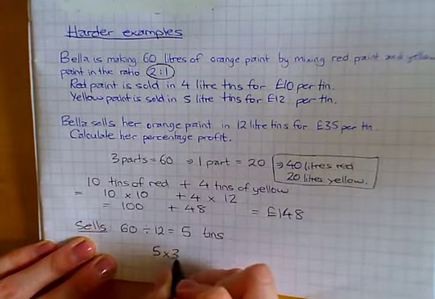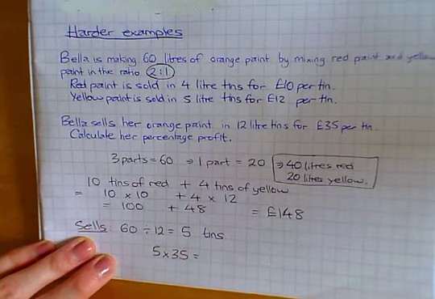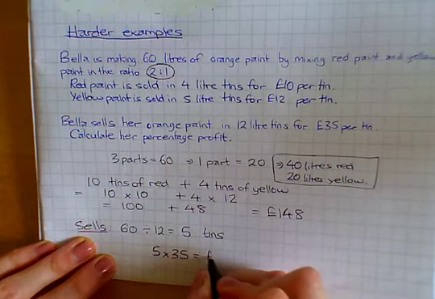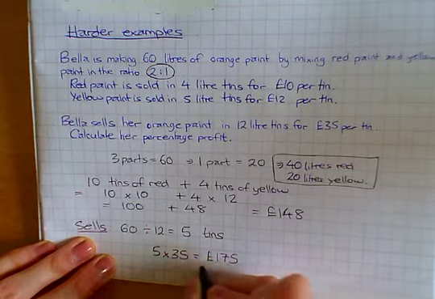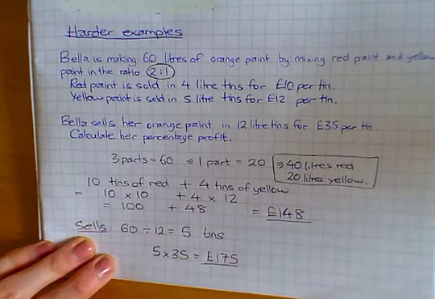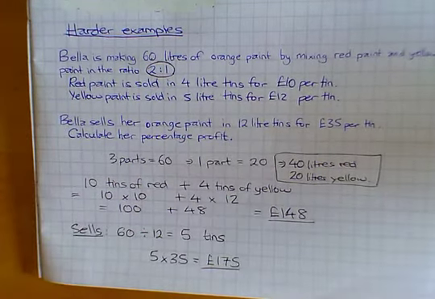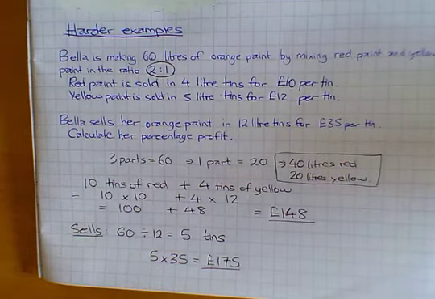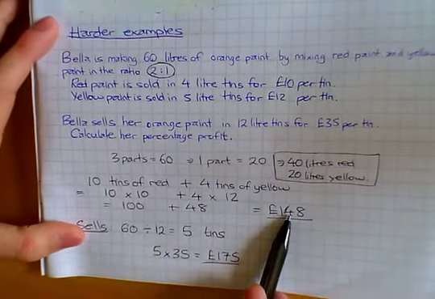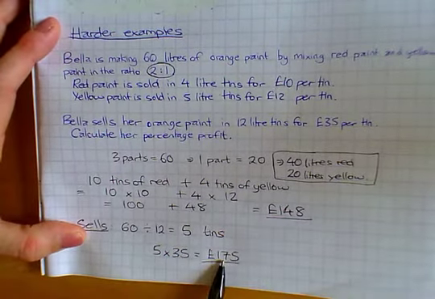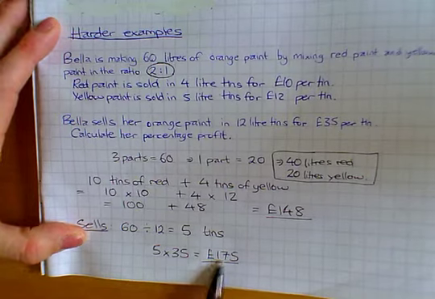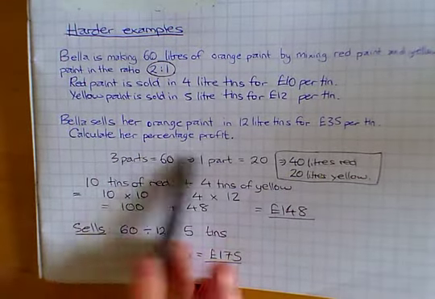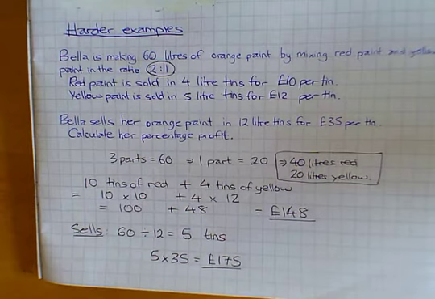So 5 times 35 is equal to £175. So here we can see her initial cost, the original amount, and how much profit she has made. So the final thing I'm asked to calculate is her percentage profit.